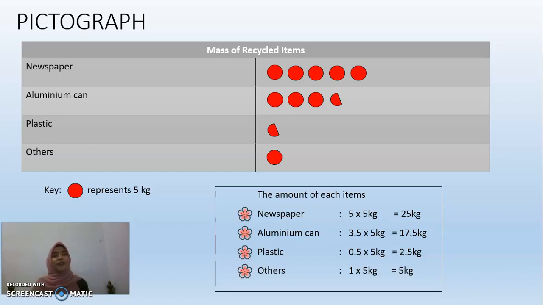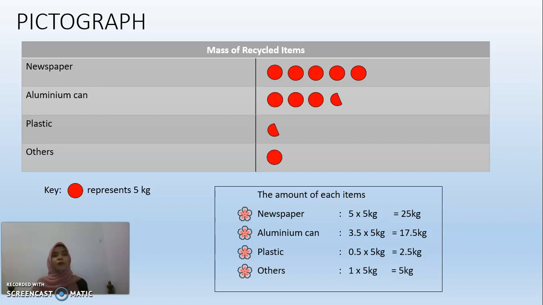So how are we going to find out the amount of each item? One red circle equals 5 kilogram. Let's take a look at newspaper. Newspaper has 5 red circles. So 5 times 5 kilogram equals 25 kilogram.